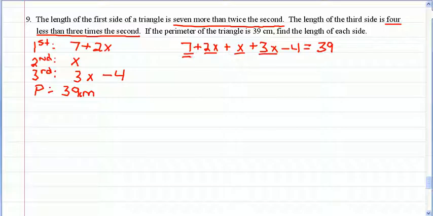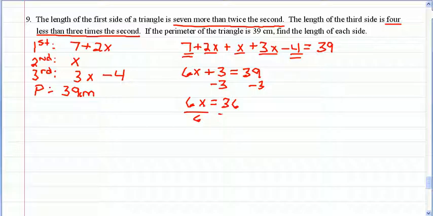And I always start by combining my like terms. So I have 6x, 7 minus 4 is 3, and then I subtract 3 from both sides, so that's 6x is equal to 36, and then divide both sides by 6, so that x is equal to 6.